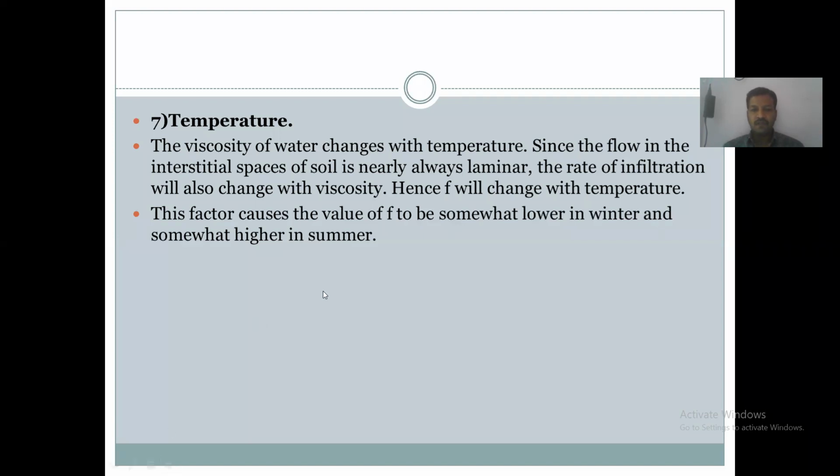So the viscosity of water changes with the temperature. The rate of infiltration will depend upon the change in viscosity. So with the change in viscosity of the water, the infiltration rate will also change. So it depends upon the temperature. If the temperature is high, the infiltration rate will be higher. If temperature is less, the infiltration rate will be less.